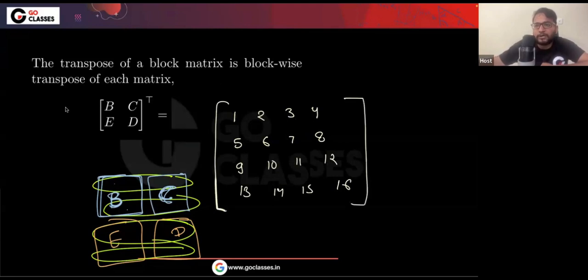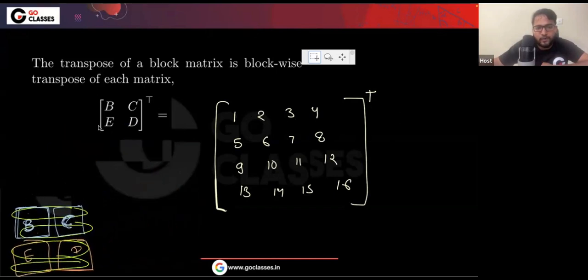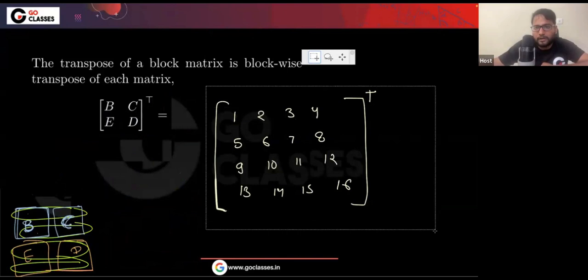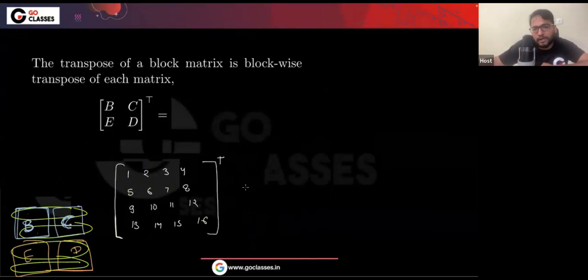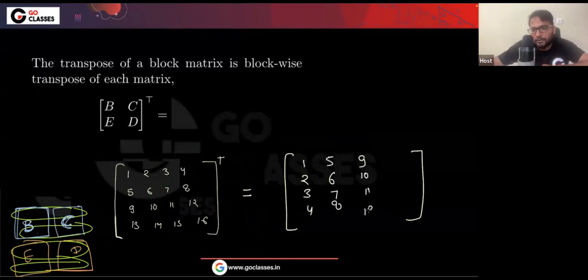Now, if you take the transpose of this, how will it look? Let me just tell you how it will look. So the transpose of this will become: this is 1, 2, 3, 4. This is 5, 6, 7, 8. This is 9, 10, 11, 12. This is 13, 14, 15, 16, right?